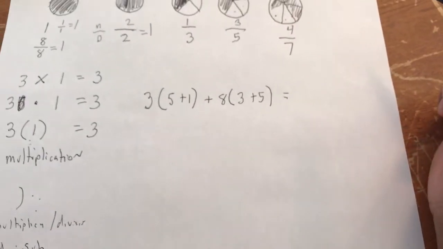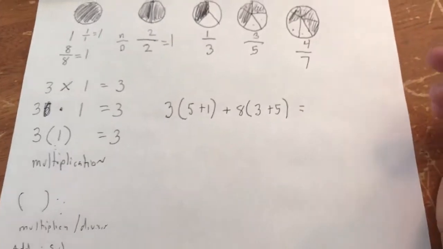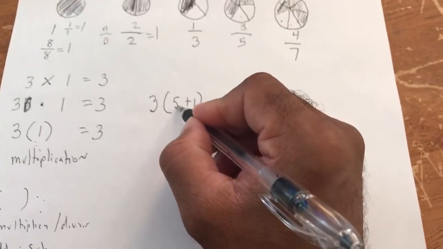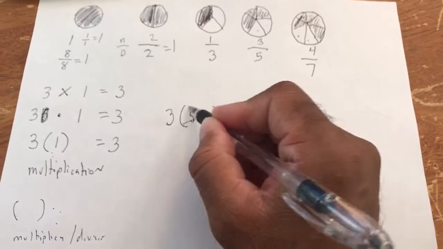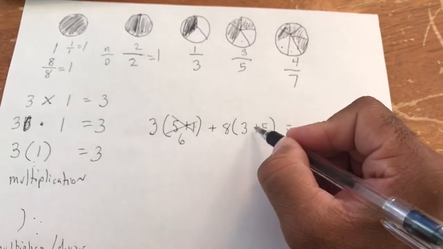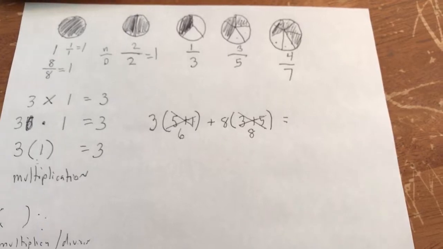Anything inside parentheses, we're going to do first. It doesn't matter what the numbers are. So we go 5 plus 1 equals 6. So we can represent this by 6. And 3 plus 5 equals 8. I'm going to cross that out. I know I can represent that by 8.